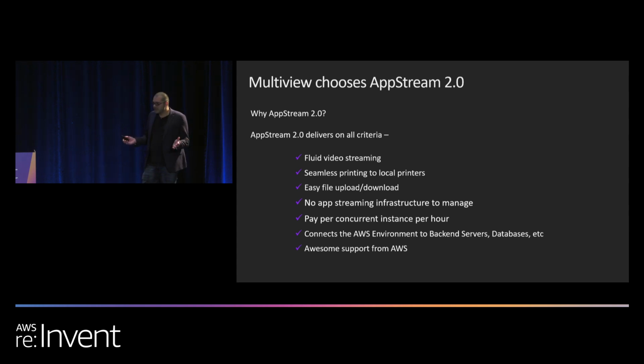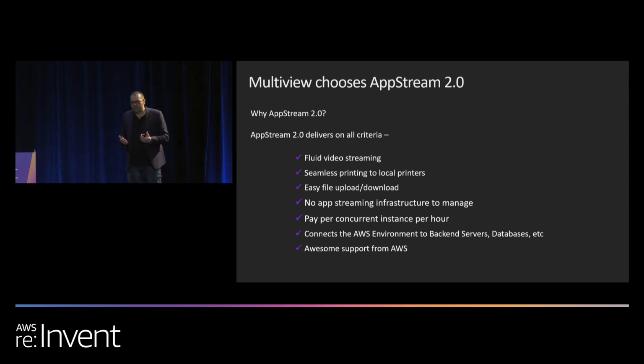Multiview prints very easily with AppStream. We have very good, easy file upload and downloading. When a user is uploading a file, it's very easy to do so with AppStream. And conversely, downloading files to the local machine that are exported out of Multiview works very well with AppStream 2.0. And of course, with AppStream 2.0, there is no infrastructure for us to manage. It's all done virtually through the AWS Management Console.